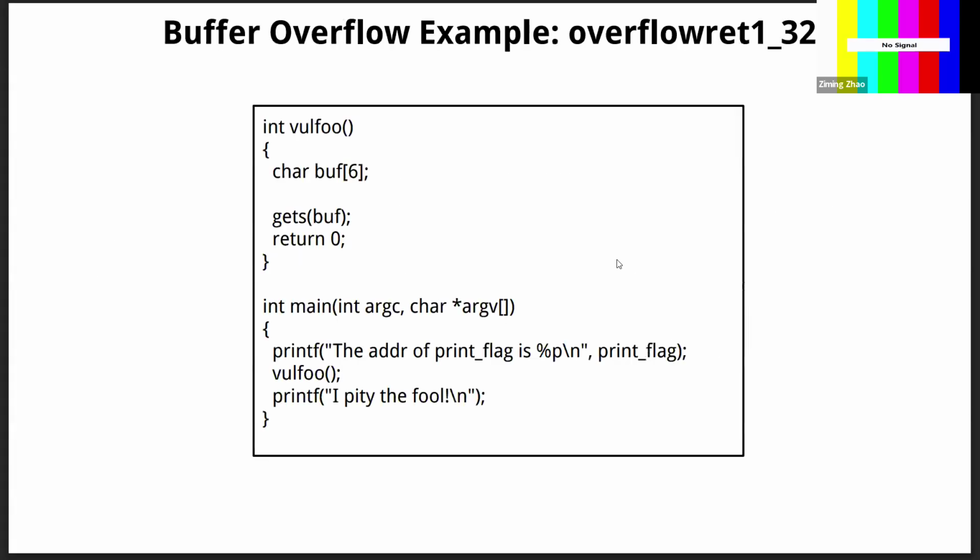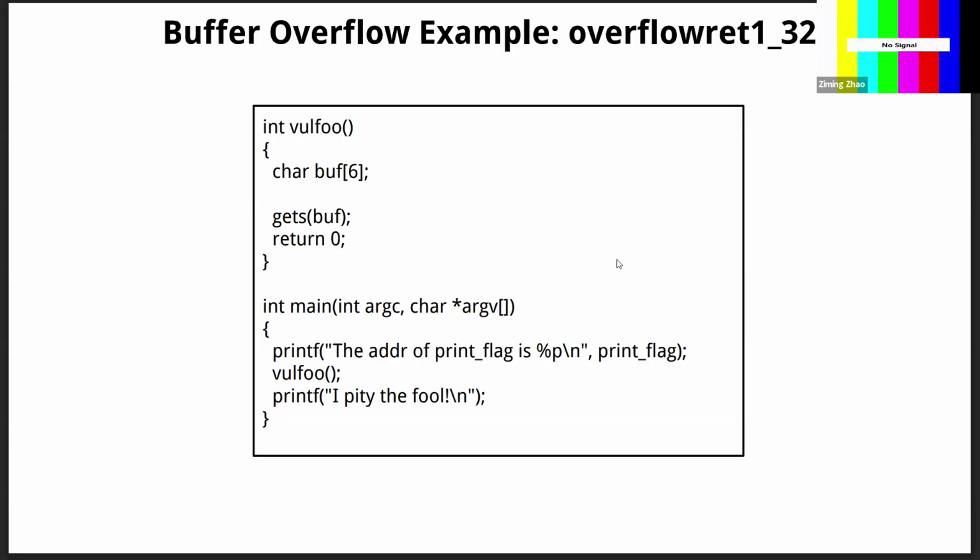Okay. So this is the first example we will look at today. Super simple example. We don't have a local variable there anymore because we are not trying to override the local variable like last time. Main function still takes 2 arguments. Then it prints out the address of print flag. So print flag is a function I already embedded in this program.